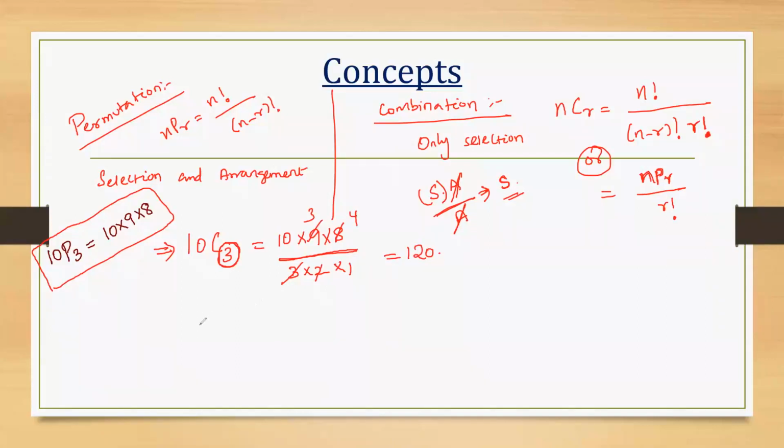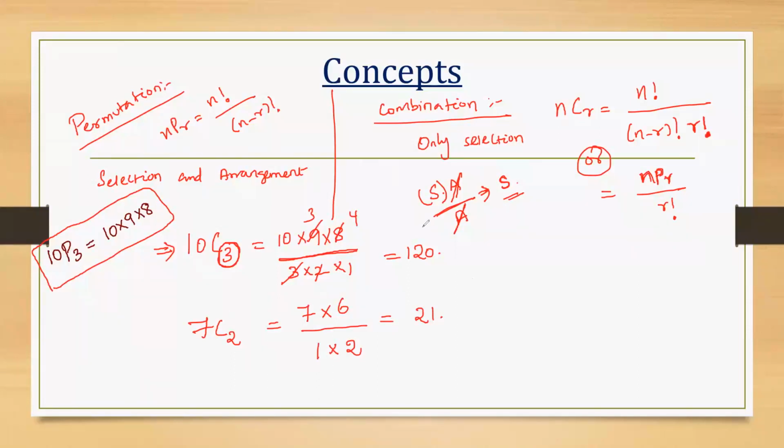For example, 7C2. From 7, 2 numbers: 7 into 6, divided by 1 into 2. You will get 21. So in combination, you have to divide by the arrangements. Is it clear?